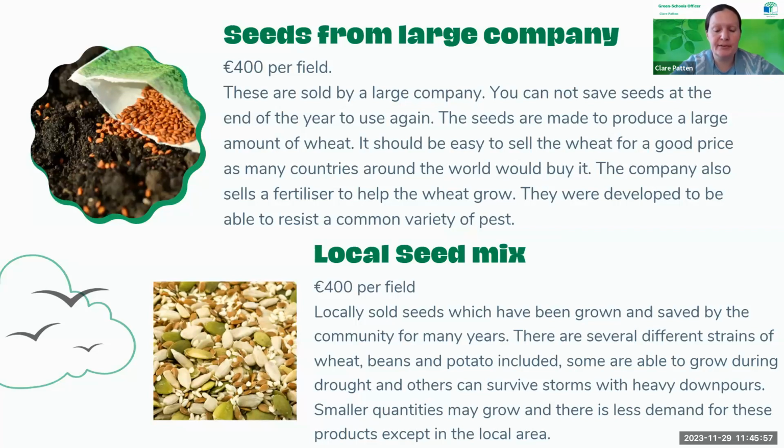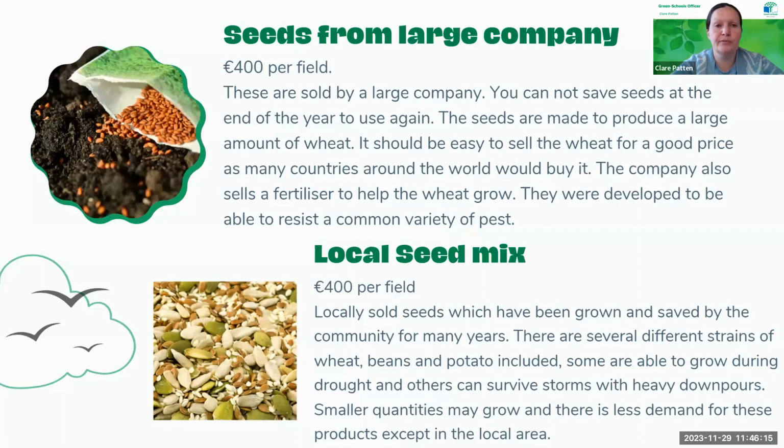And because they are all different kinds, some of them are able to survive in drought, others might survive in storms with heavy downpours. So there are positives and negatives to both of these. So have a think, guys. Which of these are you going to buy? Or you could do both.